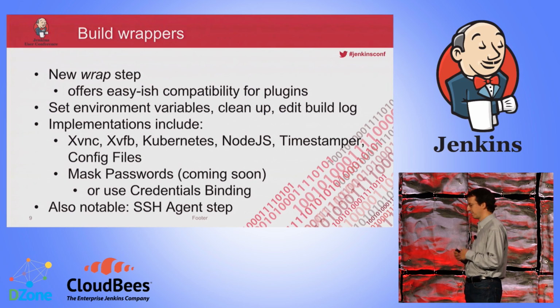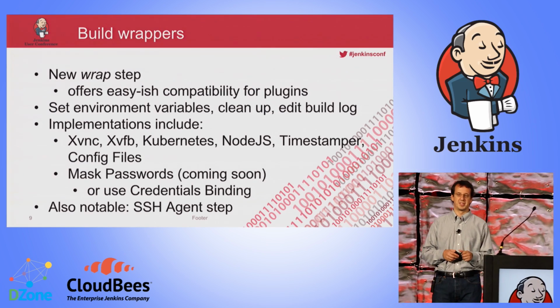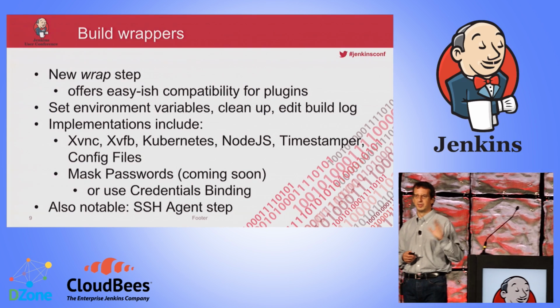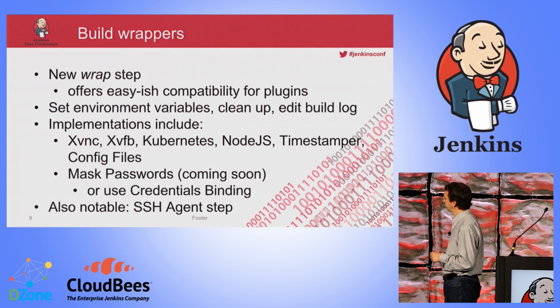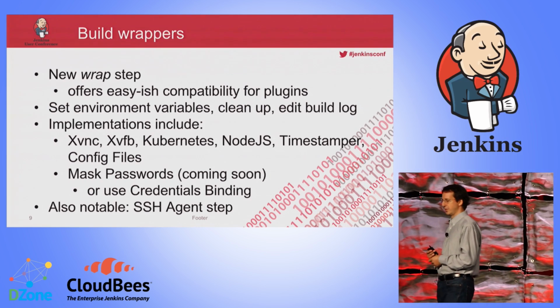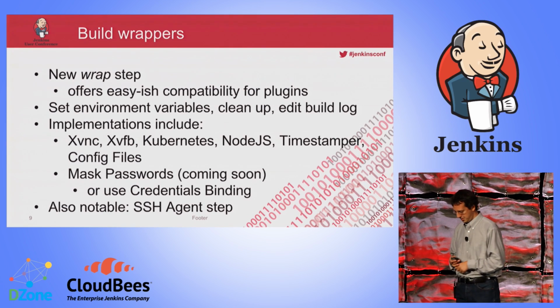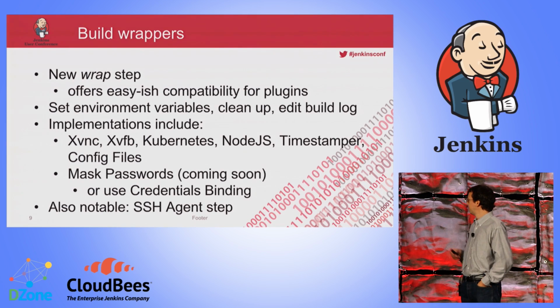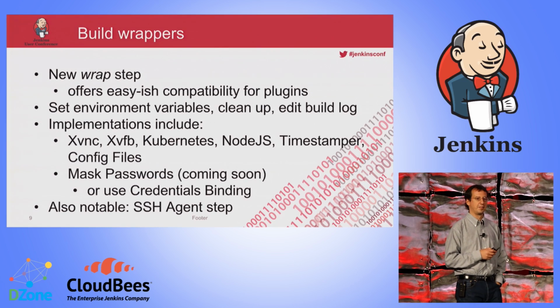There's a bunch of other things. Config files plugin is a very useful way of having sort of secret settings files that you drop into a build temporarily and so on. There's also support for pulling in credentials from Jenkins credentials store and using those in a workflow. And one very frequently requested integration was added recently with the SSH agent.